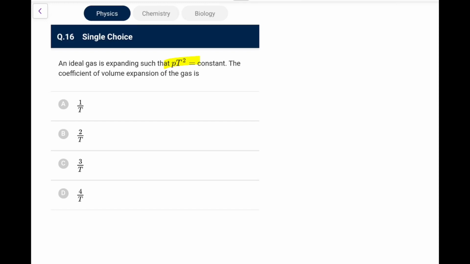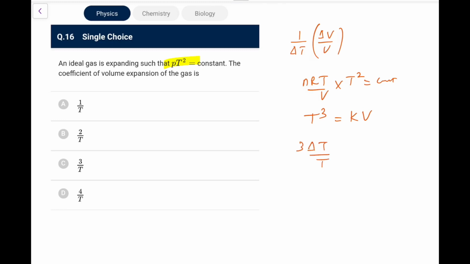The coefficient of volume expansion, again this is a repeated one. First of all, what is the coefficient of volume expansion? You write it as 1 upon delta T into delta V by V. Now P T square is constant, so P into T square is constant, and I can write P as nRT by V, times T square is constant. So we have T cube equal to some K times V constant. So I can write, 3 times delta T by T for small changes is K times delta V by V.